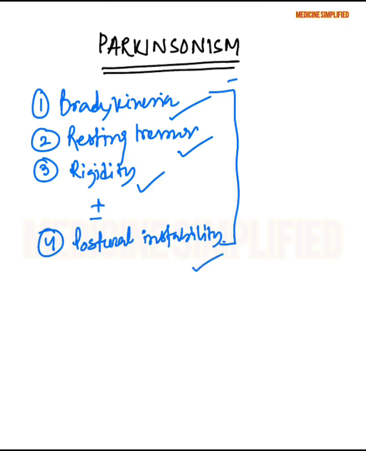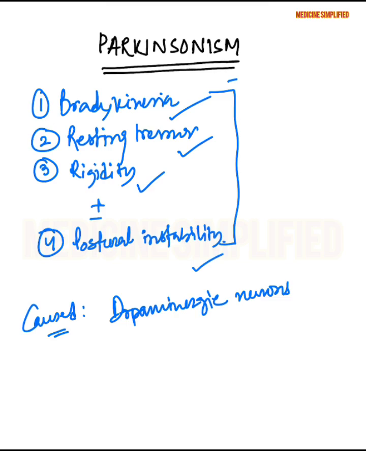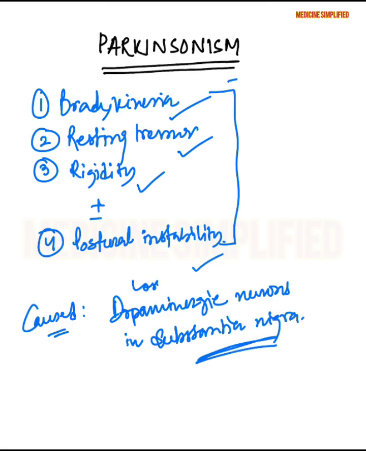As we have said in the earlier video, these motor features are caused by degradation of dopaminergic neurons, which are located in the substantia nigra. Okay, loss of dopaminergic neurons. Now let's go to typical and atypical variety.